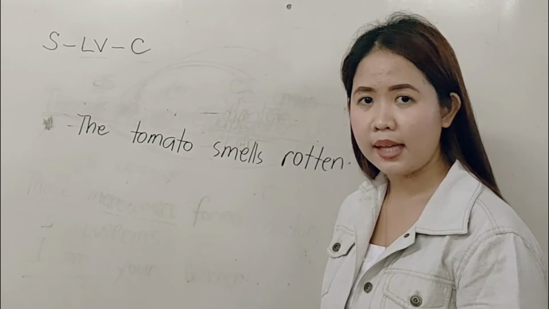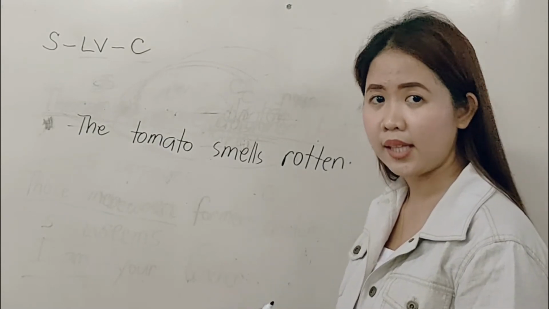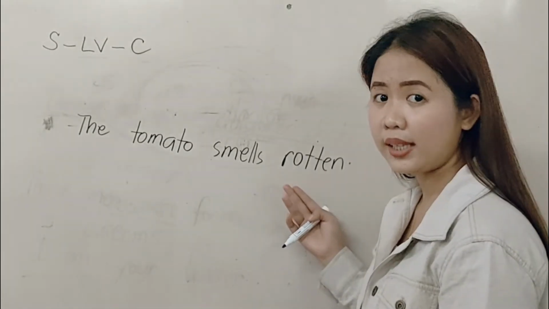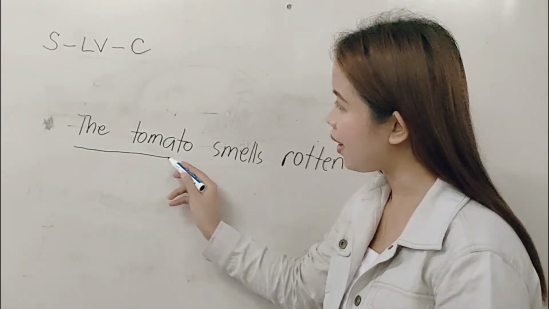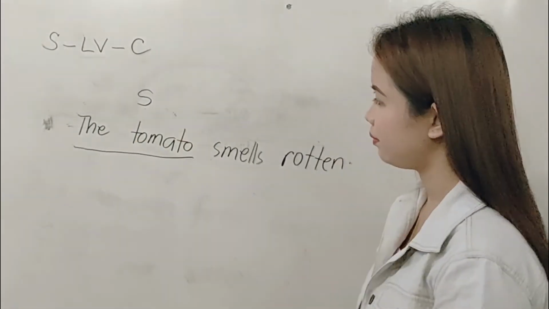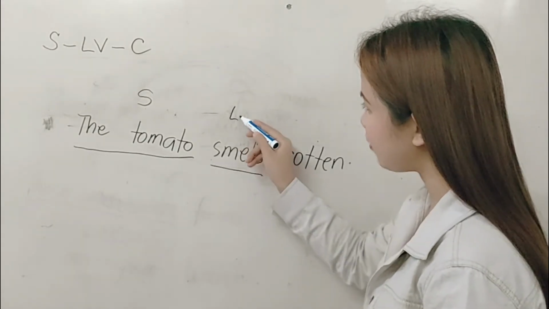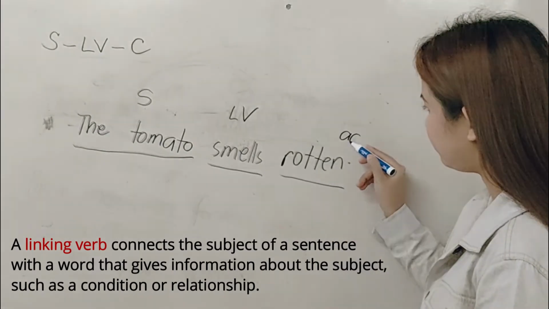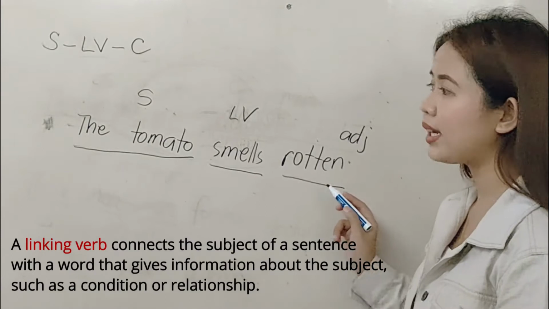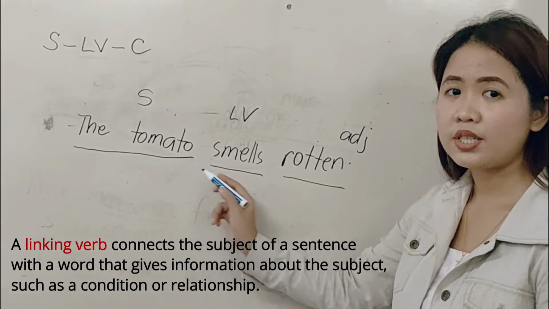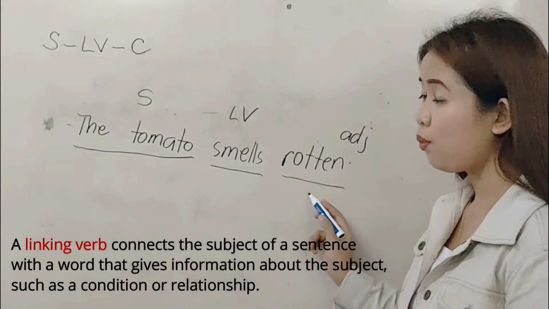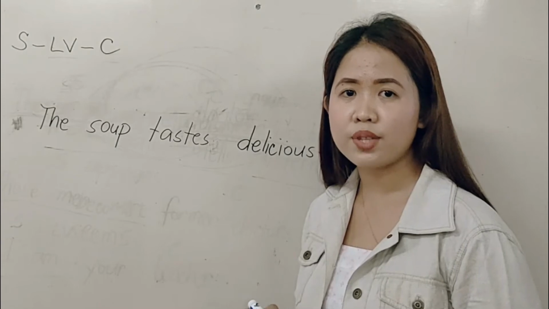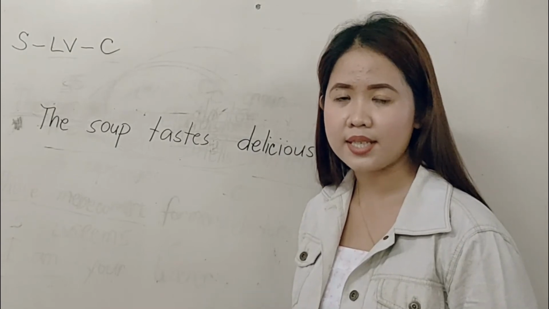For the sense of smell, we have the linking verb smell. Say for example, the tomato smells rotten. The tomato is our subject. Smells is the linking verb. The word rotten is an adjective. How can we describe the tomato? It smells rotten. Okay? What smells rotten? It's the tomato.